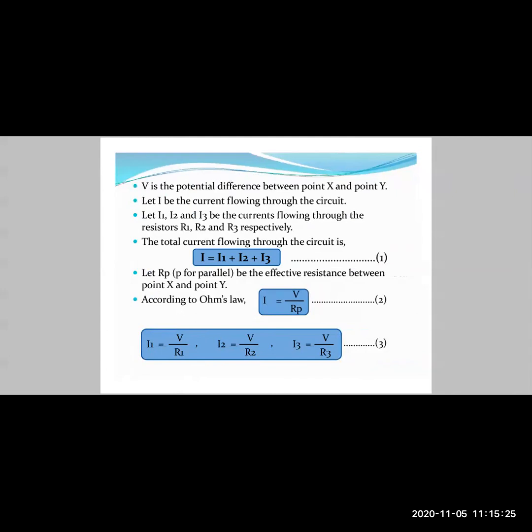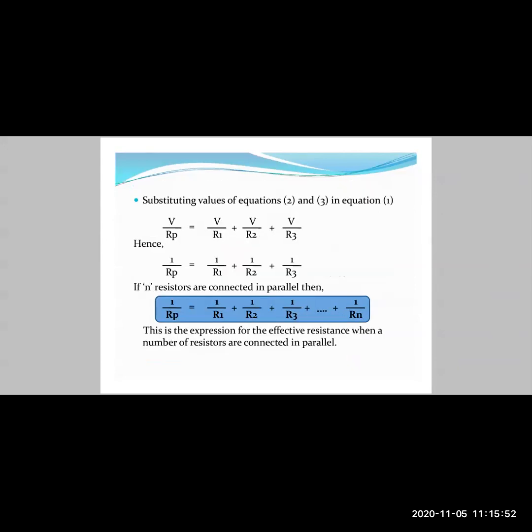Substituting all of this and going through the derivation, we know that the total current flowing I is the sum of the currents flowing through the individual resistors, that is I1 plus I2 plus I3, right? Applying Ohm's law to the individual resistors and to the total circuit, we get I is equal to V by RP, I1 is equal to V by R1, I2 is equal to V by R2, and I3 is equal to V by R3. Substituting this and calculating, we get the total resistance 1 by RP is equal to 1 by R1 plus 1 by R2 plus 1 by R3, all the way up to 1 by Rn if you have n number of resistors, right?